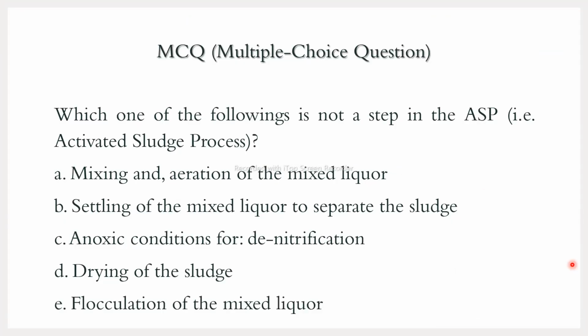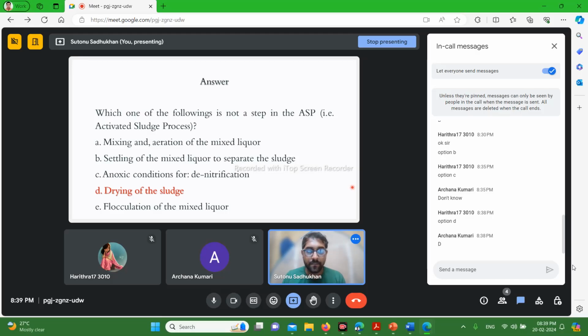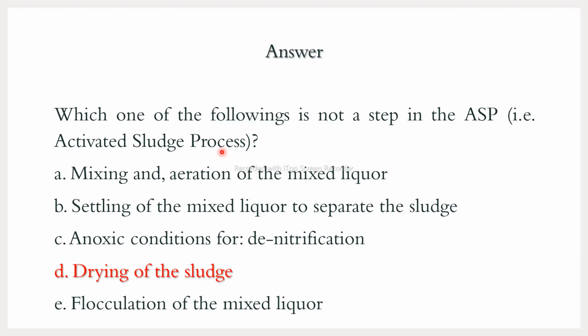It is the drying of the sludge. Oh, sorry, another option was there. It was the flocculation of the mixed liquor. So you have given the correct answer, because all of the other four options, that is mixing and aeration of the mixed liquor, flocculation of the mixed liquor, anoxic denitrification, and settling of the mixed liquor to separate the sludge, all of the four processes are along the direction of the flow of the wastewater through that path, and through that path the BOD of the wastewater is getting decreased from higher concentration to lower concentration.